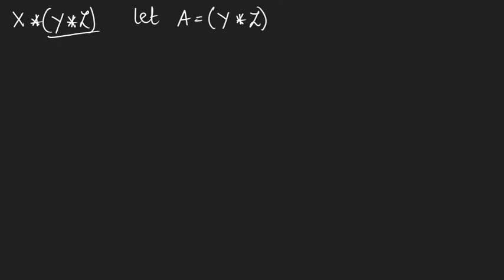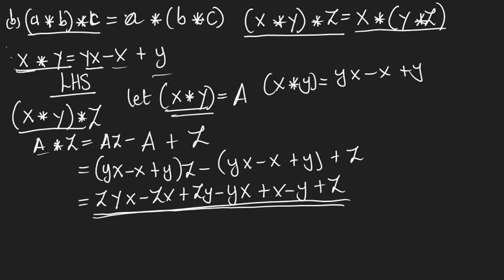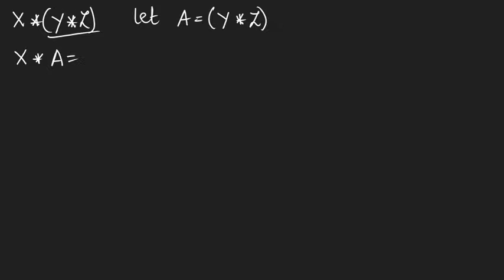So the other part is x star y star z. So we can still use the same concept where we can say let A equal to y star z. So we can say x star A is equal to the same order again. Notice what is happening here. Every time we punch in the computer x star y, we are getting yx minus x plus y. So we will do the same.